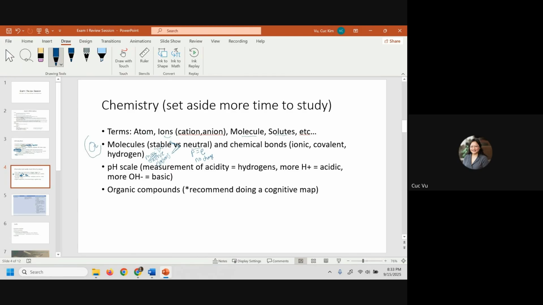What's the second one? 8. Yes. And the third one? 8. And that's why we have the 2-8-8 rule. Okay. So can it be stable with one orbital? If it's full. Yes, you're right.